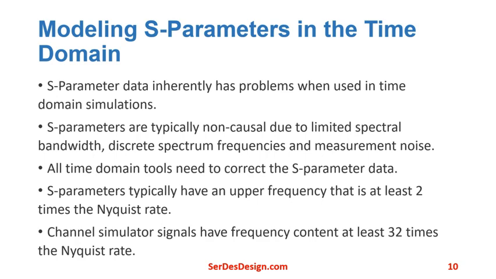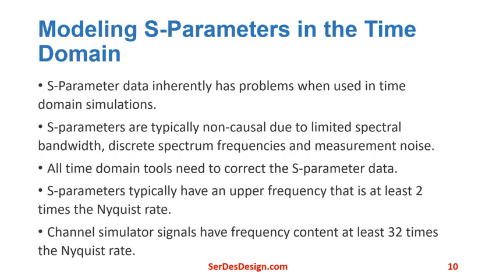Modeling S-parameters in the time domain. S-parameter data inherently has problems when used in time domain simulations. S-parameters, though measured on actual hardware or obtained from circuit simulation, are typically non-causal due to limited spectral bandwidth, discrete spectrum frequencies, and possible measurement noise. All time domain tools that use S-parameter data need to correct for these non-causal, non-physical effects in the S-parameter data to obtain a meaningful causal time domain representation of the frequency domain data.